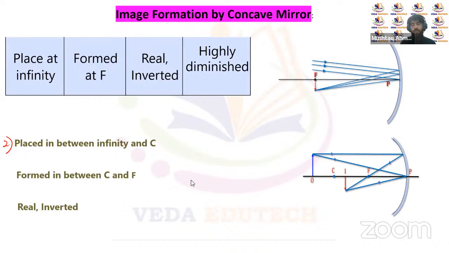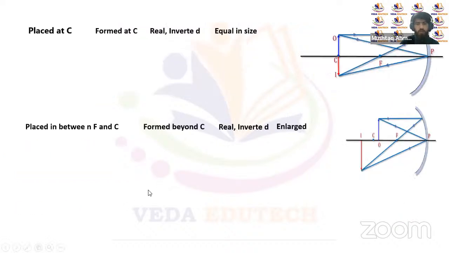So this is the second case of formation of image. If the object is between infinity and center of curvature, the image will be formed between focus and center of curvature. It will be a real image and inverted in nature. Now let's talk about the third case, the third case of formation of image.